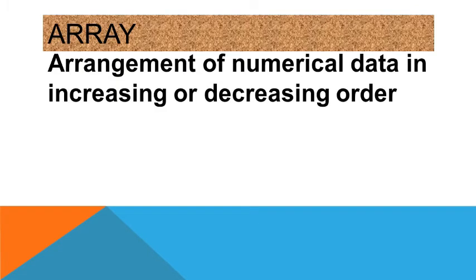Now, let's see what is an array. Arrangement of numerical data in increasing or decreasing order. Increasing order means from the smallest number to the biggest number, or decreasing order means from the biggest number to the smallest number.